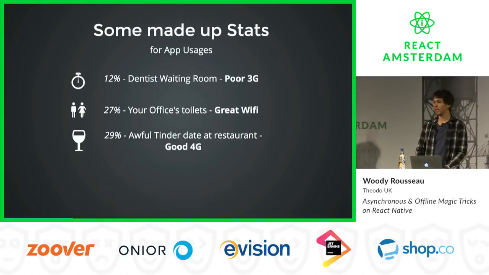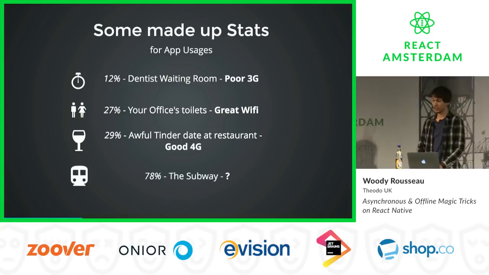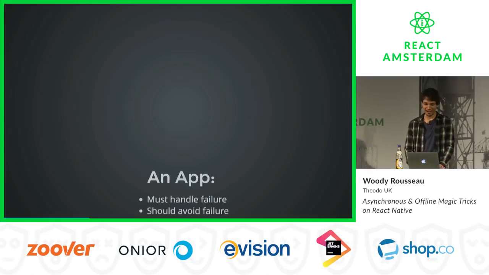You have an awful Tinder date at a restaurant where you have 4G. So then again, it's fine. You spend a lot of time doing that. But then there's a big one, the subway. And for instance, you don't know what's going to happen with that. The stats are totally made up. It doesn't even add up to 100, but it's basically what I do.